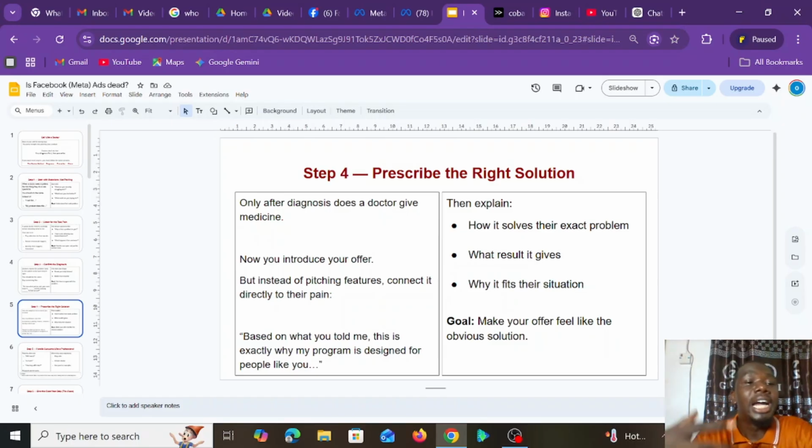Just like the doctor, after they diagnose you, they say, okay, this is what is going on with you. Based on what you have said and based on our test, you're having malaria. So this drug is the best drug for any malaria. You're not going to argue because you already see the doctor as a professional, right? So make your offer feel like an obvious solution.